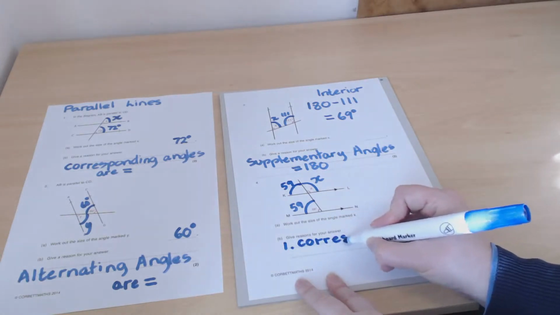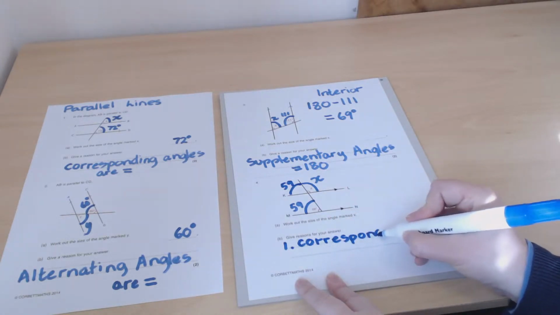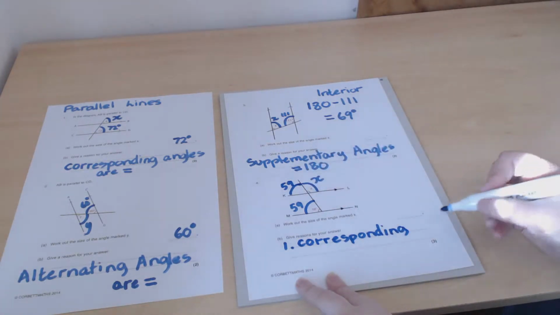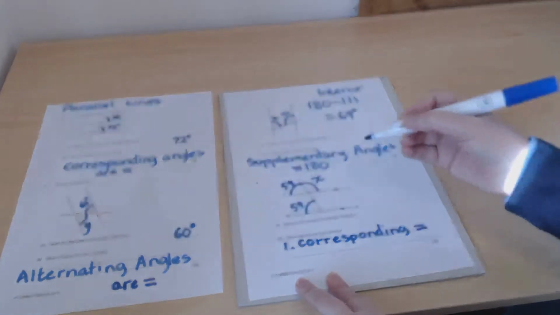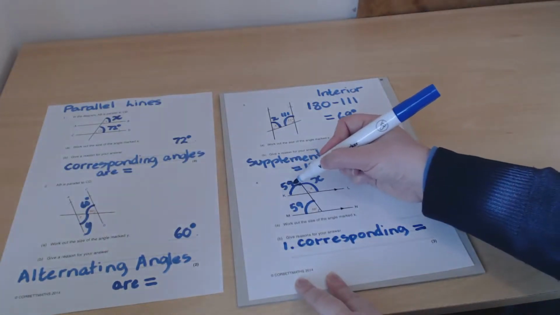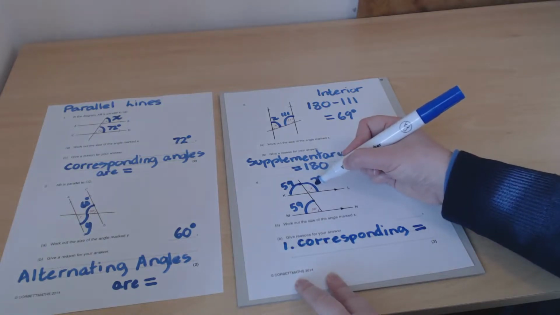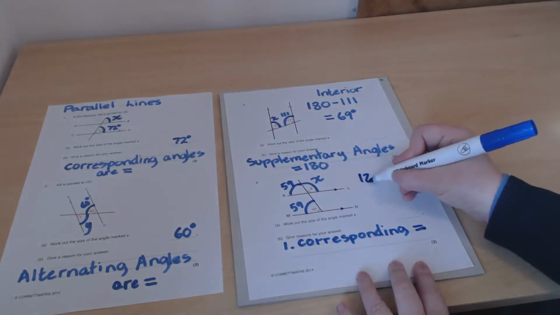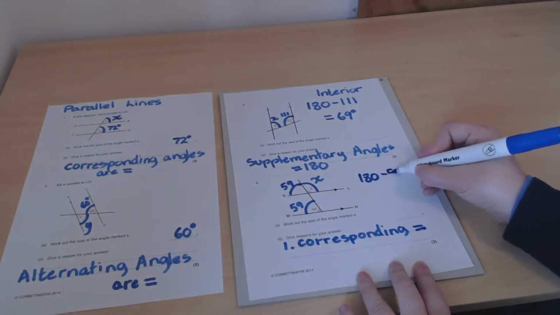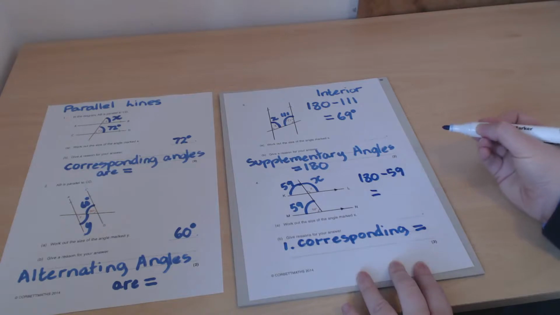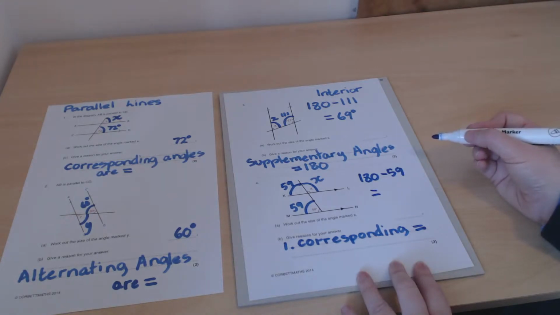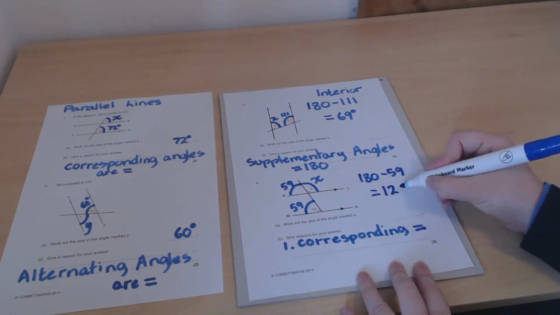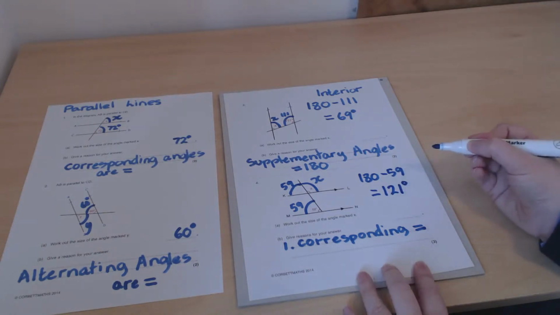Okay, I'm abbreviating here. You need to write a bit more if it's yours, to explain that those are corresponding angles, therefore they are equal. And then the final step that we've got here is now this angle and this angle are on a straight line, so they equal 180. So we're going to do 180 take away 59. 180 take away 60 would be 120. We've taken too much away, so we add one back, so it's 121 degrees.